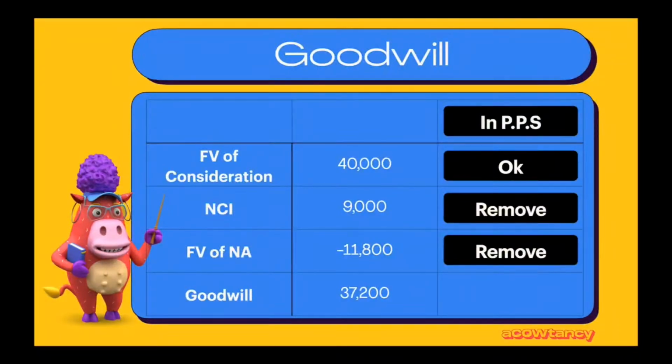Goodwill, take it out or leave it in? Take it out, because it's not a subsidiary anymore. So all those things need to come out. So it gets you to work out Goodwill, then says, right, now deal with it in a pre-populated spreadsheet. So the pre-populated spreadsheet can be a bit tricky.